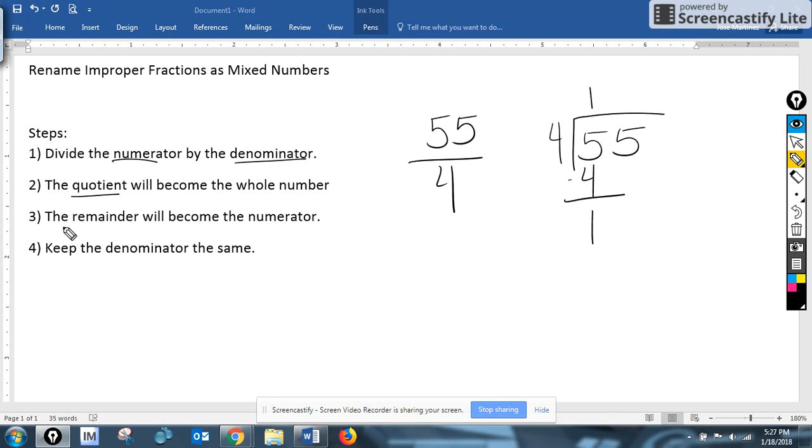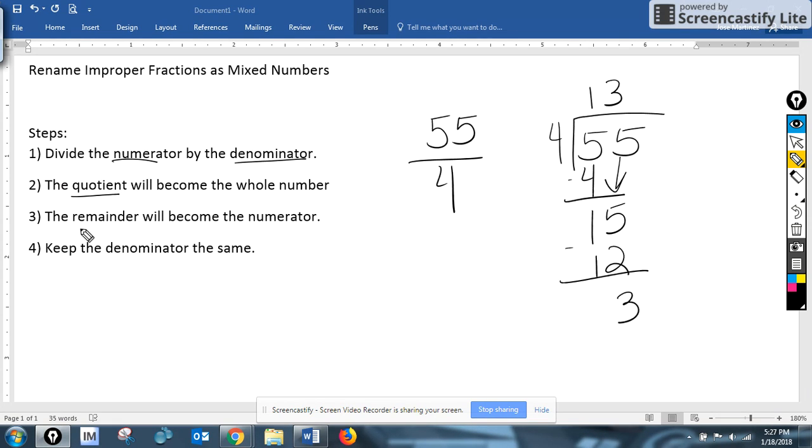Now remember, step 3 is the remainder will become the numerator, but I'm not done dividing, so I need to keep going. So I'm going to bring this 5 down. Now my remainder is 15 now. But I can't leave that because I know that 4 can divide into 15. So 4 times 3 is equal to 12. That's as close as I can get. And then I'm going to have a remainder of 3.